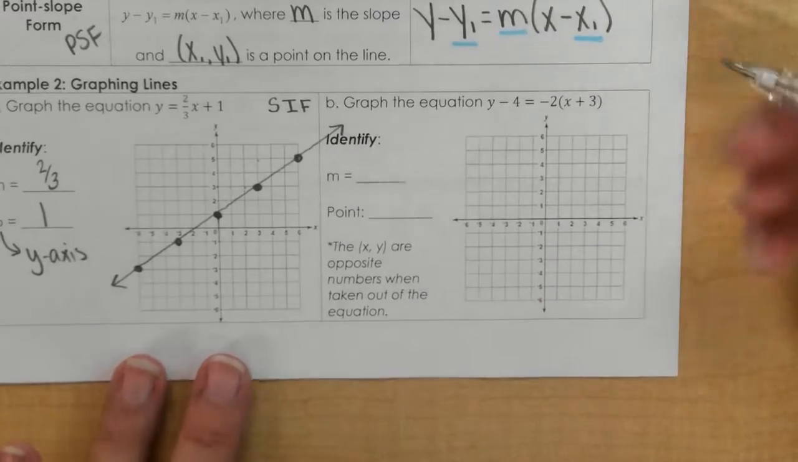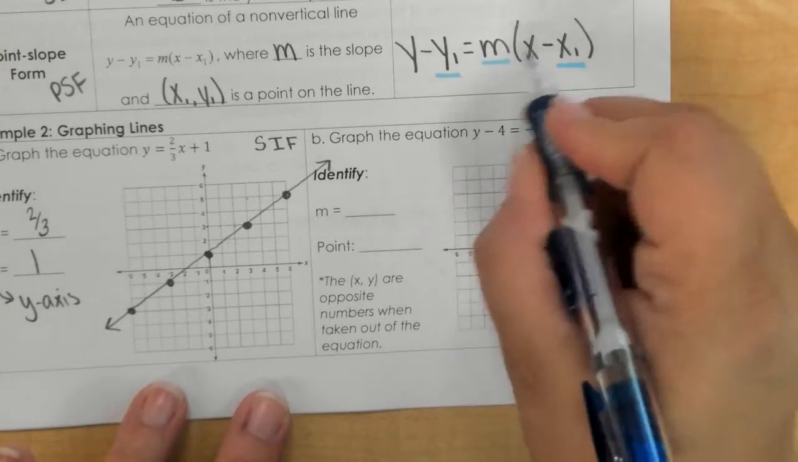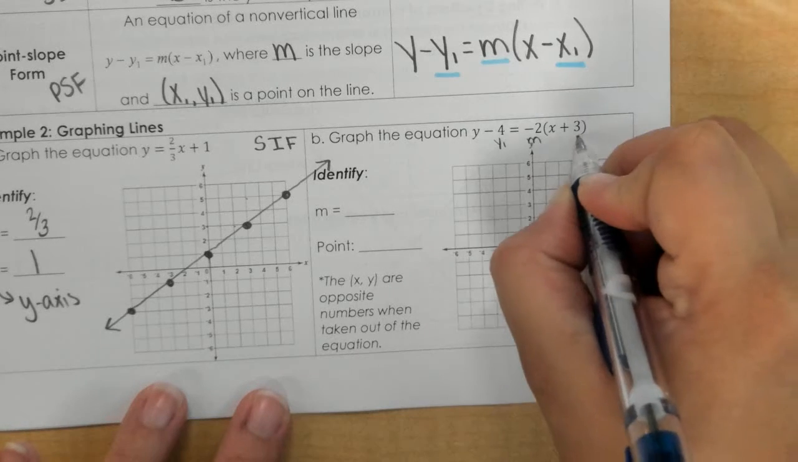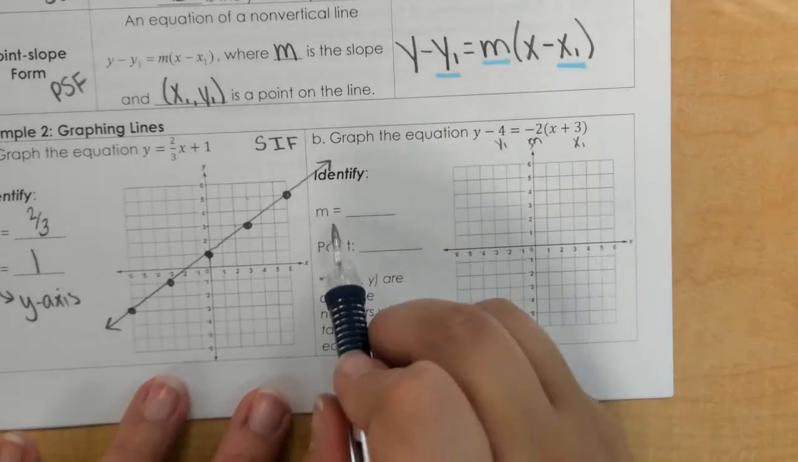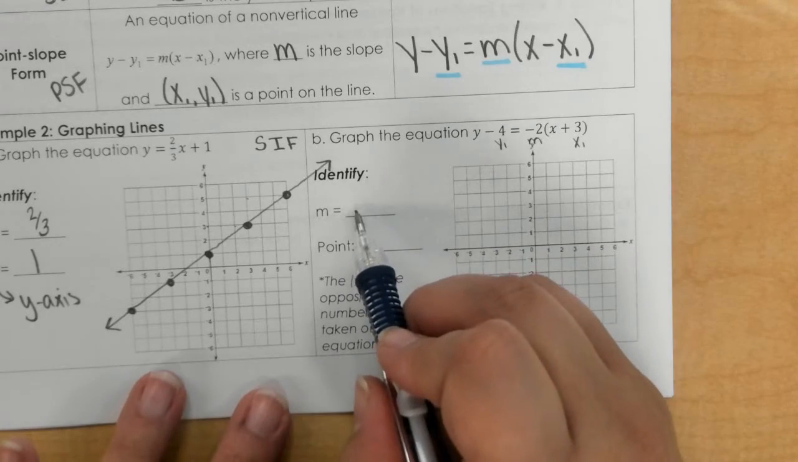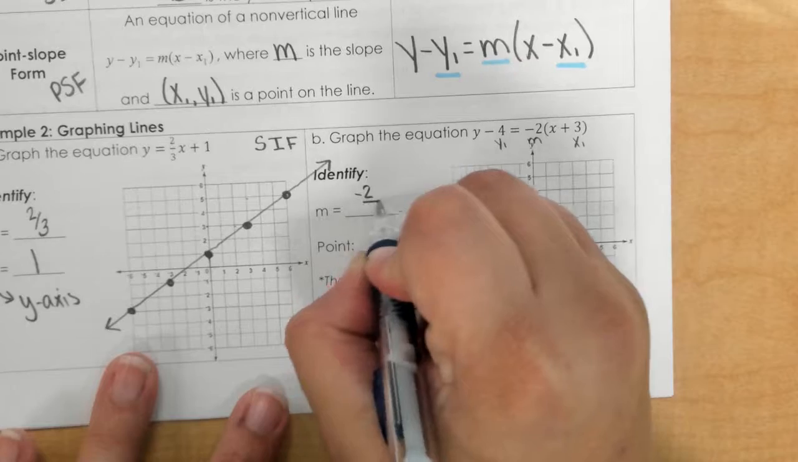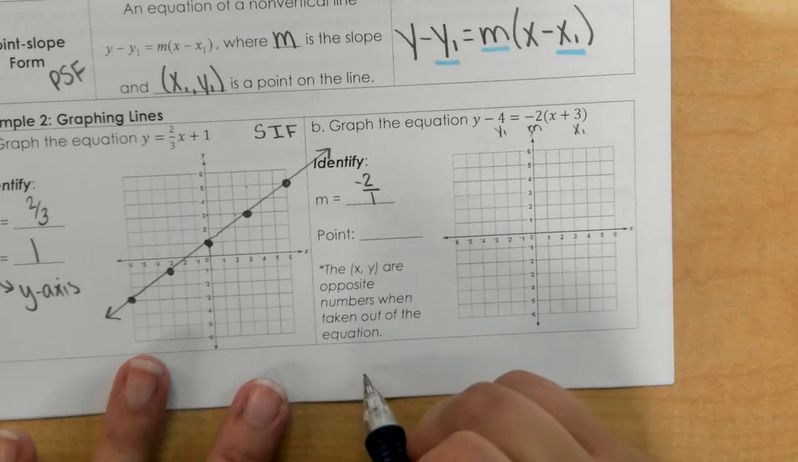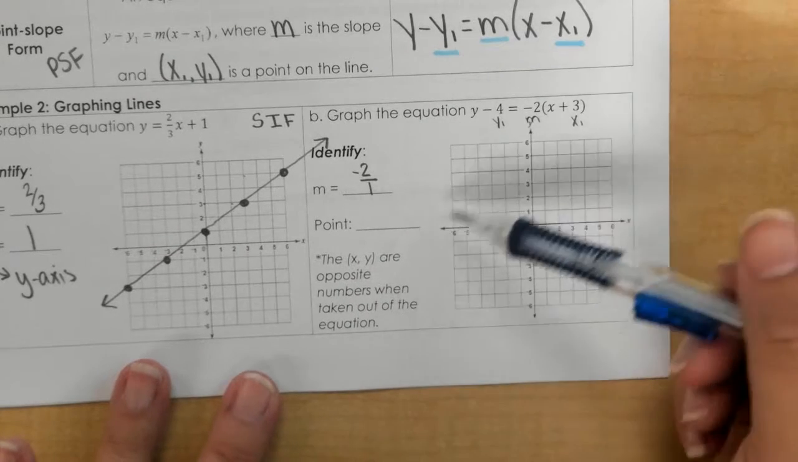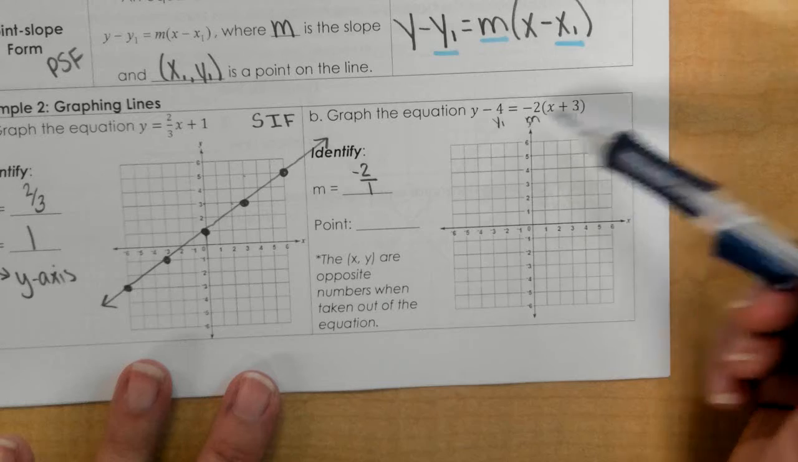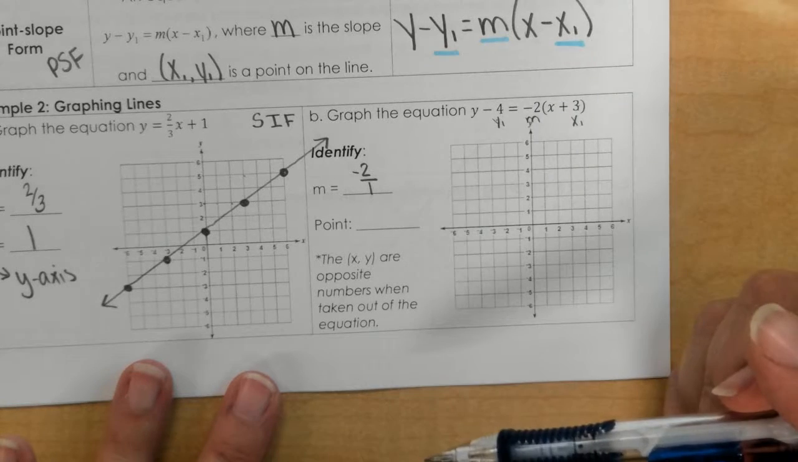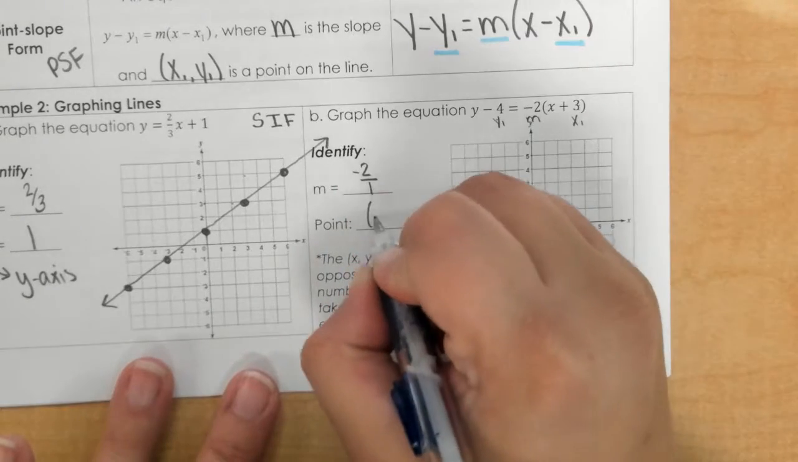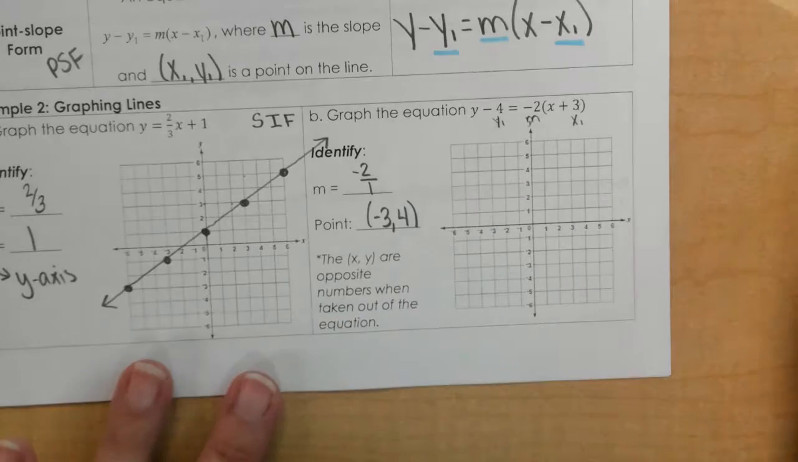Okay. Now, for this one, if we compare this to this formula right here, this is your y1, this is your slope, m, and this is your x1. So the slope, it's a -2, but we have to graph it, so we're going to make it a fraction, -2 over 1. And then it says the x and y are opposite numbers when taken out of the equation. So if I look here at the x and the y, I've got a +3 and a -4. I need to flip the signs. So I'm going to have a -3 and a +4.